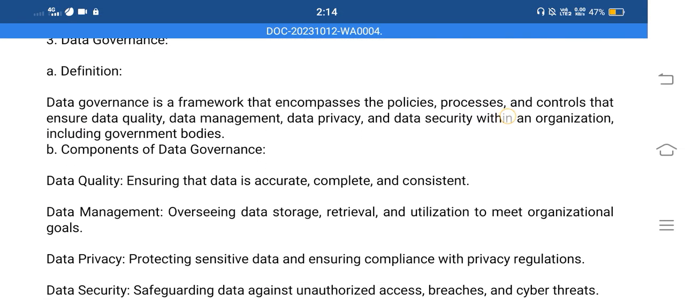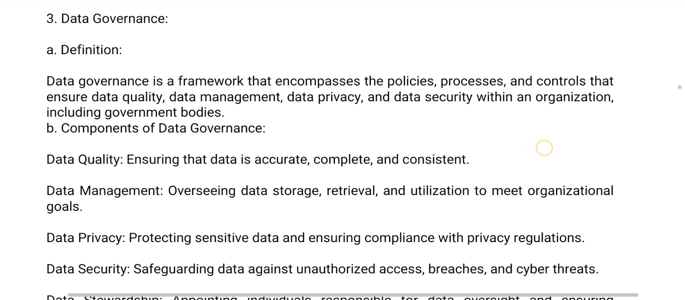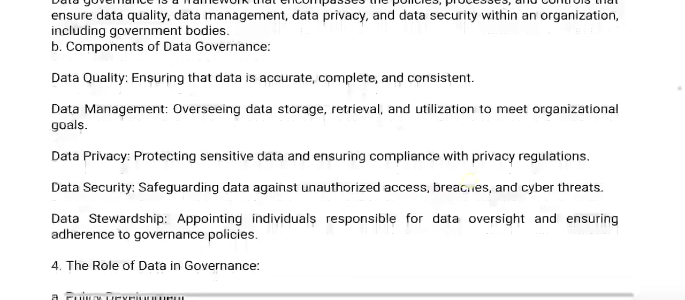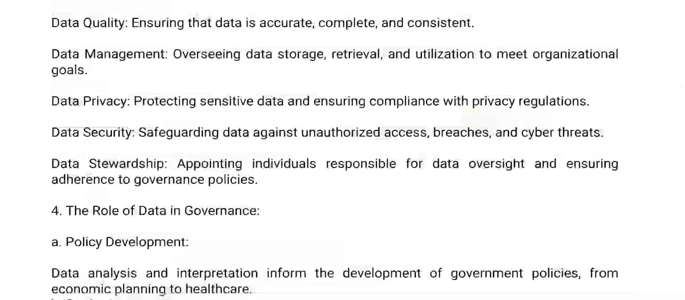Then data governance. Data governance is a framework that encompasses the policies, processes, and controls that ensure data quality, data management, data privacy, and data security within the organization, including government bodies. So, components of data governance: data quality, data management, data privacy, data security, and data stewardship. Appointing individuals responsible for data oversight and ensuring adherence to government policies.